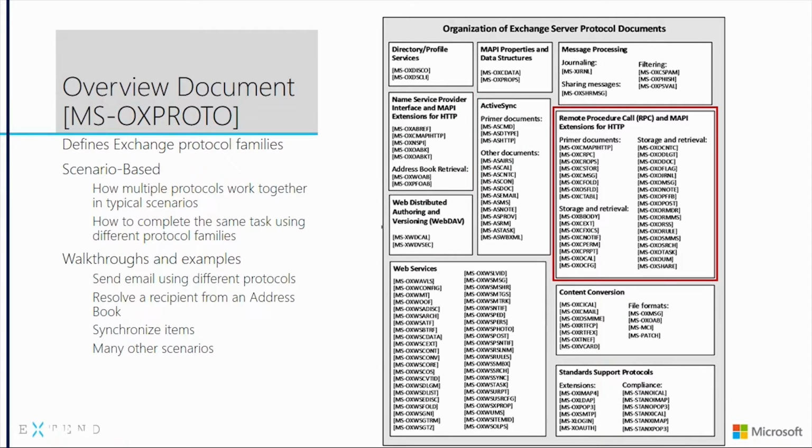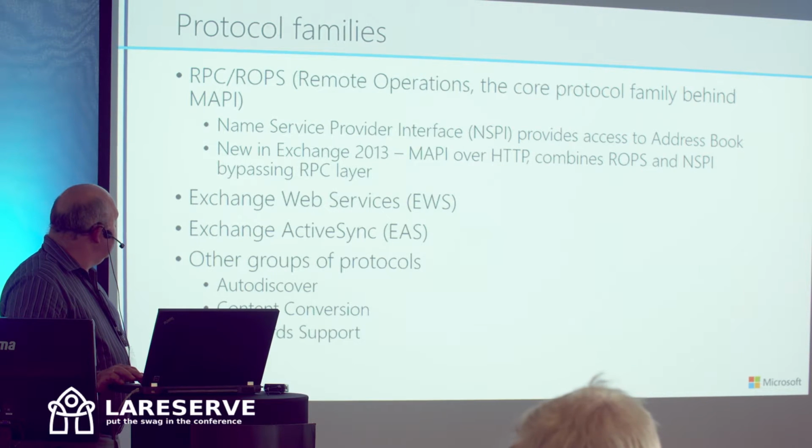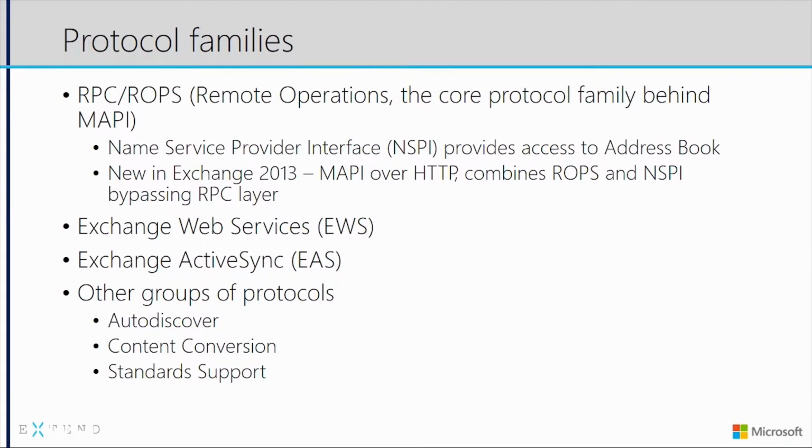The first one is call for the data. This is address book data, and this is commonly used across all protocols in MAPI. There is web services and ActiveSync. So again, three important protocol families: RPC ropes, that's what is behind MAPI, including NSPI, web services, and ActiveSync.